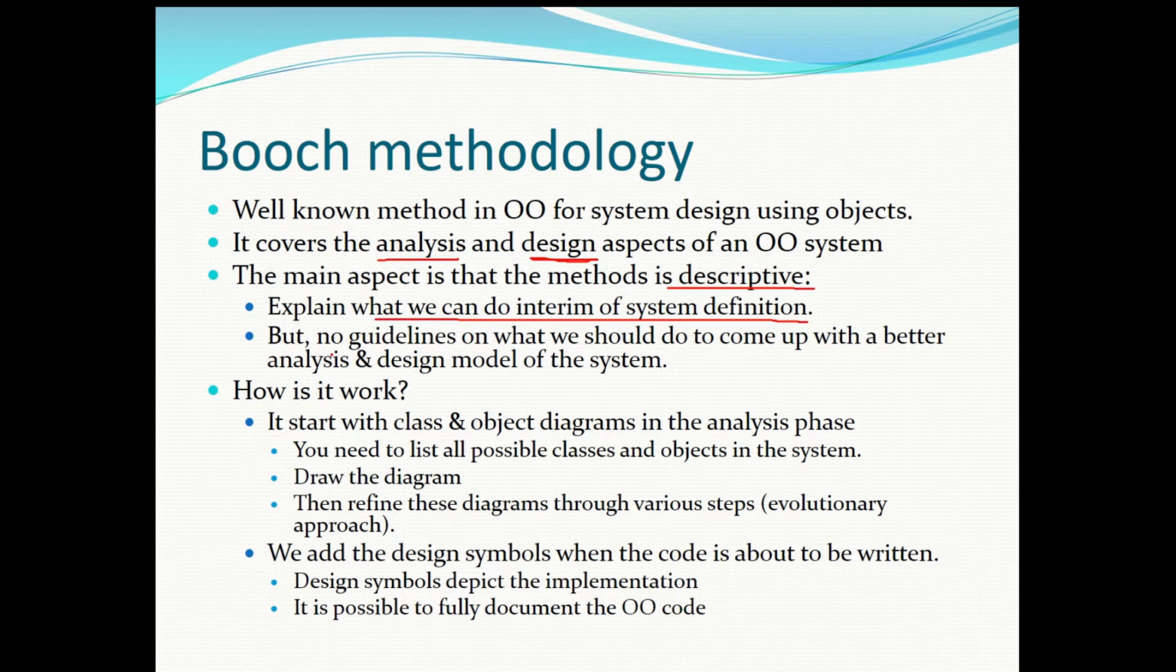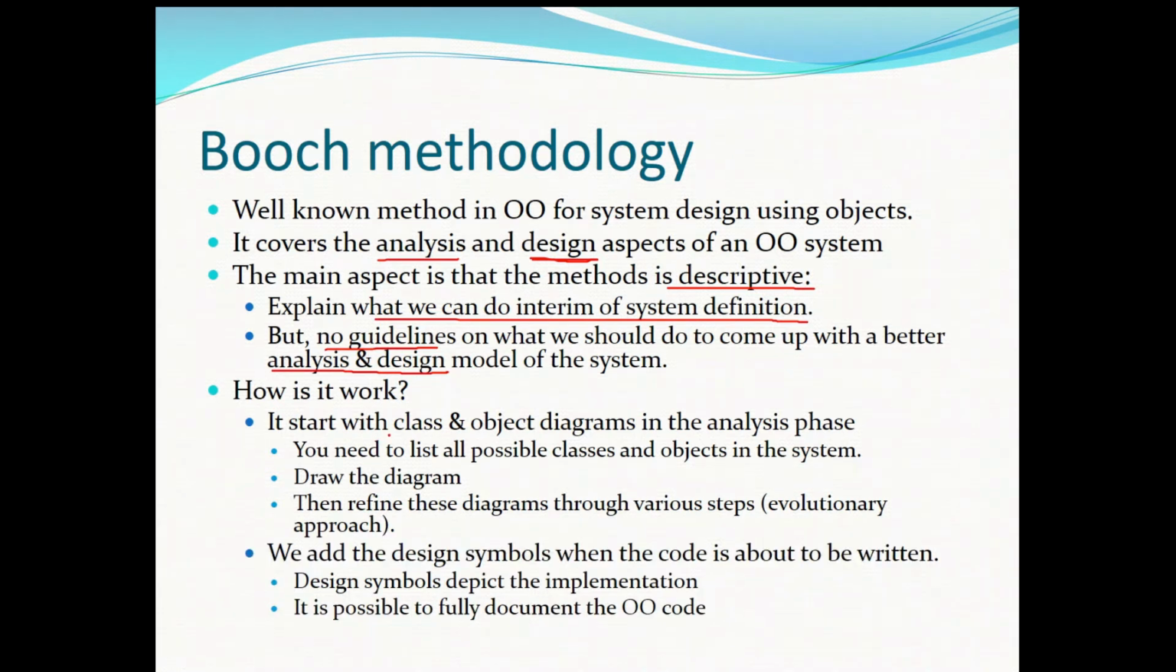If there are no guidelines, then you cannot develop or modify the design and analysis of the system later on to make it better and better. So this is the good thing about the Booch methodology and the bad thing about it. The bad thing is just that there are no guidelines. How does this work? As usual, refer back to the question that we ask when we design any software system.